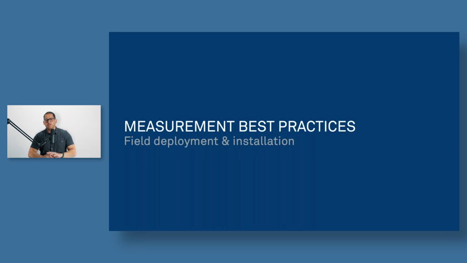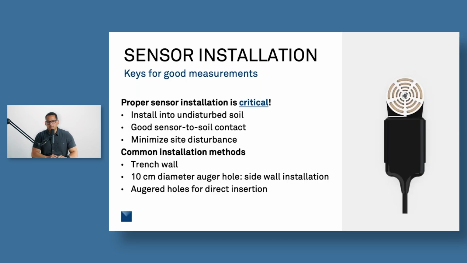Okay. So we've covered the tools, we've covered some of the basic principles of water potential. Let's talk about measurement best practices, and we'll focus on some field deployment. We'll talk about lab best practices here in a moment, but let's talk about best practices for deploying in the field. And just like with water content measurements, proper installation is critical when it comes to getting good measurements with water potential sensors. Especially when it comes to getting good contact.